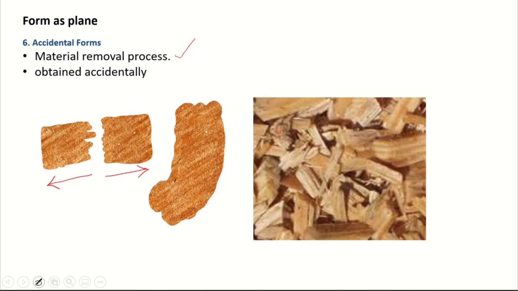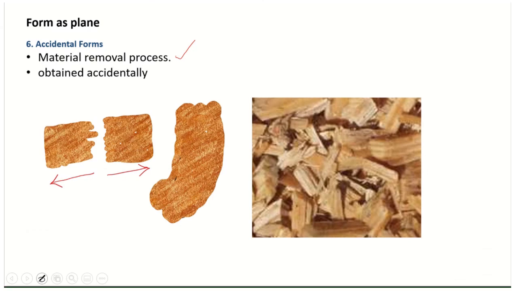In the same way, if we cut a piece of wooden block, when it is cut, we don't know what the exact shape will be when the tear is taking place. This is another example of accidental form. So this is the broad classification of form as plane. In form as plane there are six categories, and these are described in detail in this class.